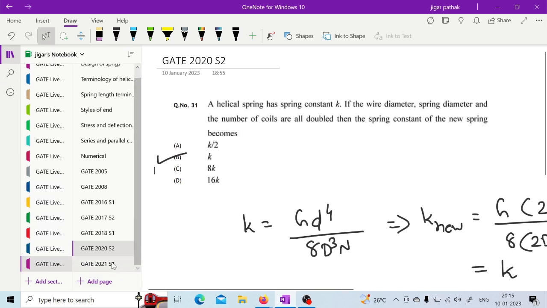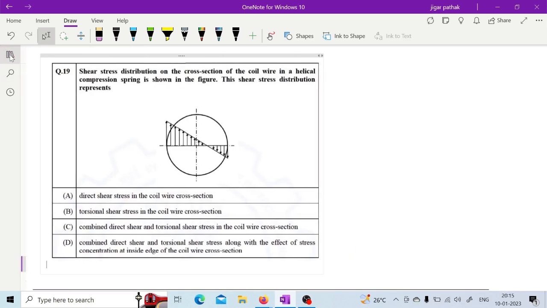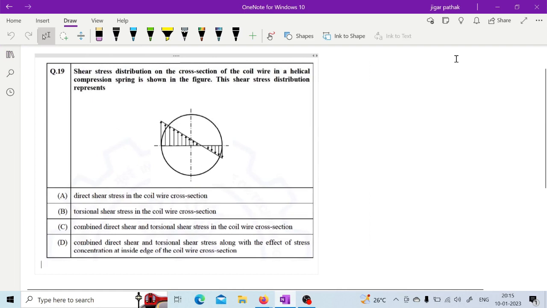So now if we go for the next one: the shear stress distribution on the cross section of the coil wire in a helical compression spring is shown in the figure. The shear stress distribution represents direct shear stress in the coil wire cross section, torsional shear stress in the coil wire cross section, combined direct shear and torsional shear stress in the coil wire, or combined direct shear and torsional shear stress along with the effect of stress concentration at the inside edge of the coil wire cross section. I guess we have discussed this, right?